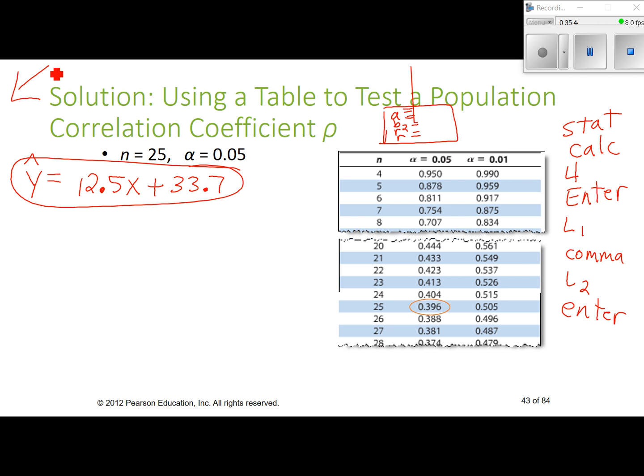Then it tells me that R squared, which again we haven't dealt with yet, is 0.958, and R is 0.979.